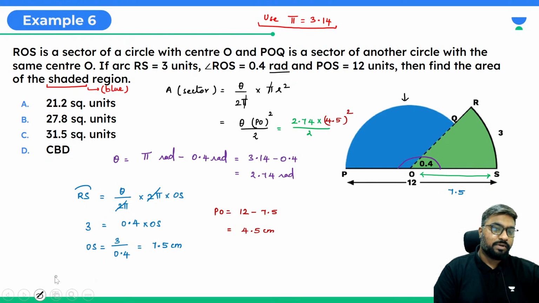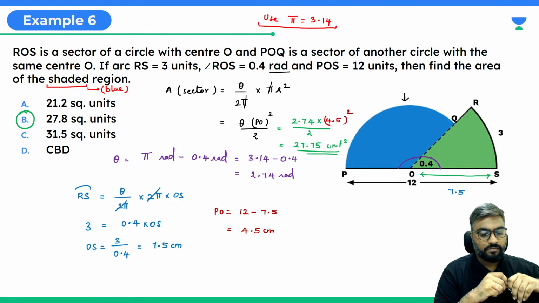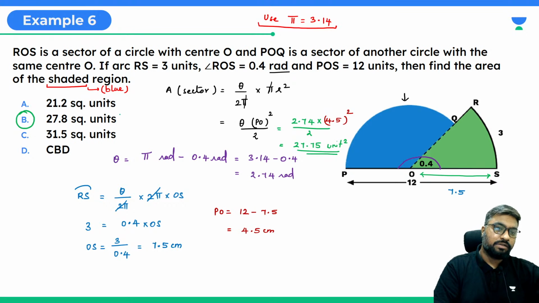Here all we have to do is multiply it with 4.5 square, directly plugging this into a calculator, because there's not much cancellation we can do here. Going for the calculator, 2.74 by 2 into 4.5 square gives us 27.745, which is 27.75 unit square. Yes, this is the required area. Closest is 27.8. This is the answer. I hope you got this. Answer is option B.